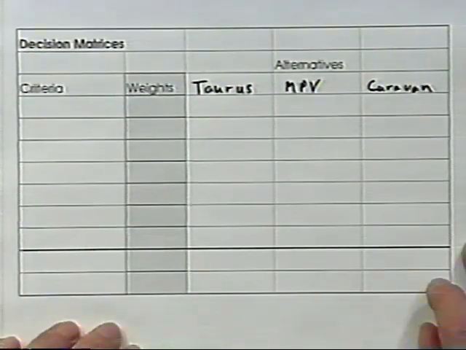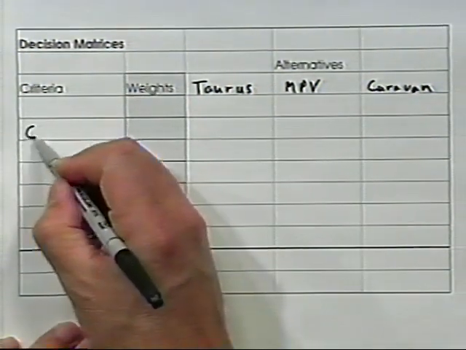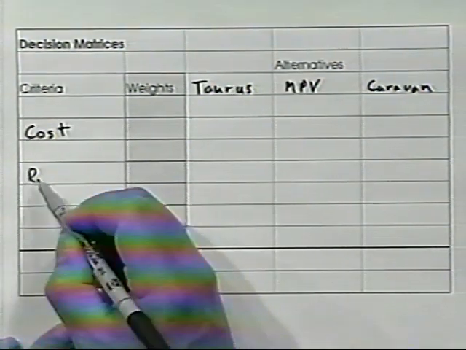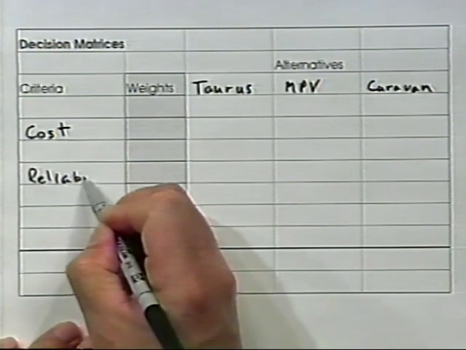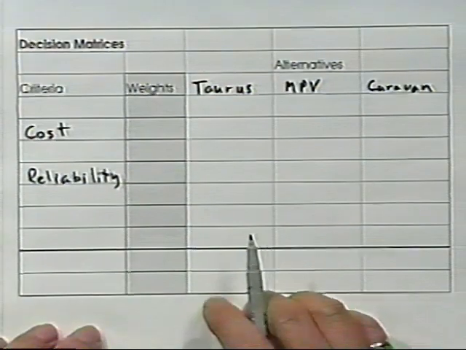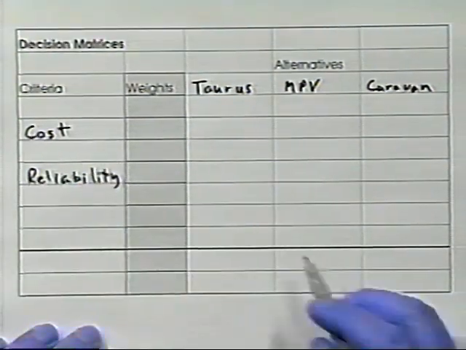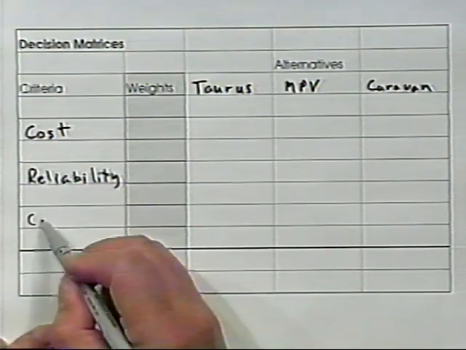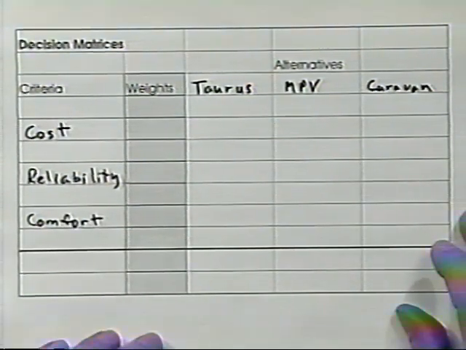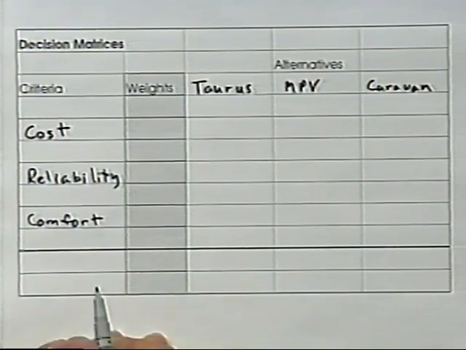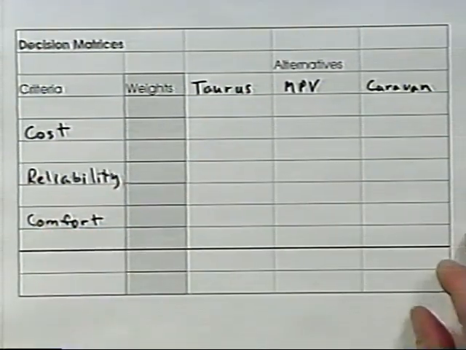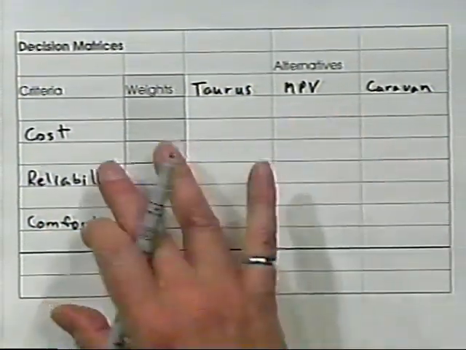Now under the criteria, these are the factors which affect my decision. Certainly cost is an important factor. And for me, reliability is important because I live out in the country, and I don't want to get stuck by the side of the road on my way to work one day. And then comfort. I'm a very tall person, and small cars are very uncomfortable for me to drive. Now, I could have other criteria here, and there could be other alternatives too, but for this example, I'm using 3 alternatives and 3 criteria. So I've now listed the alternatives and the criteria.